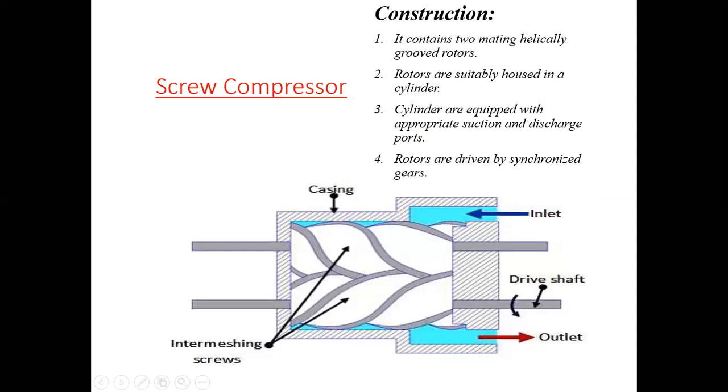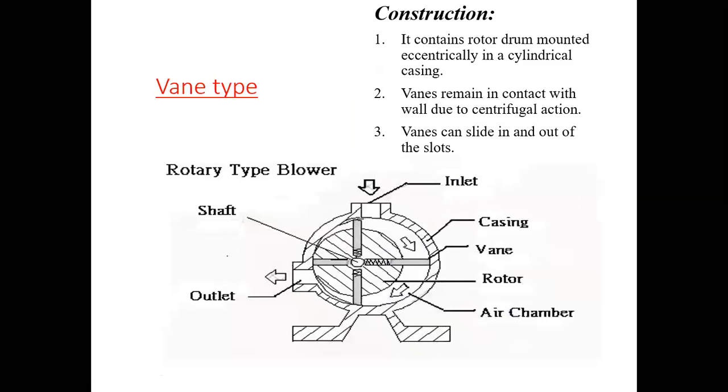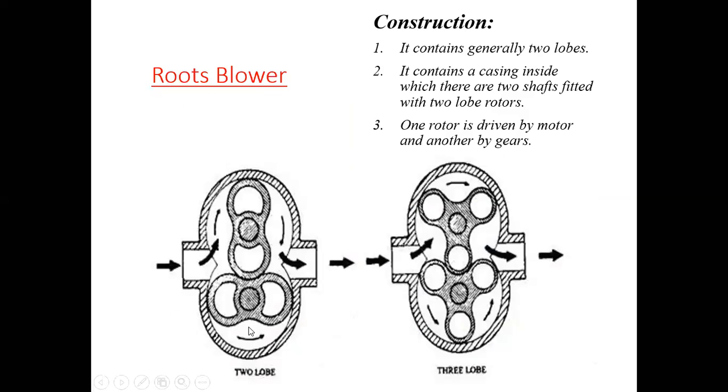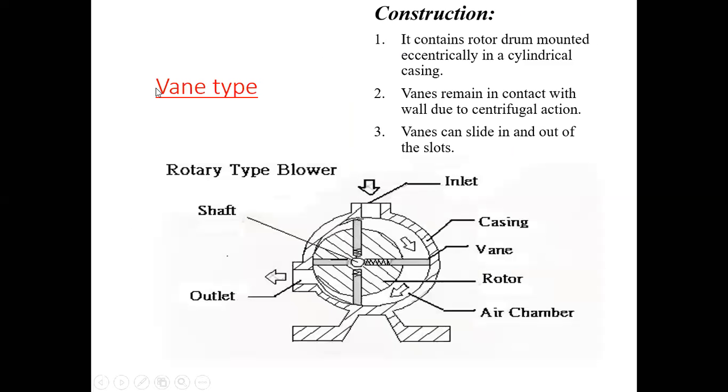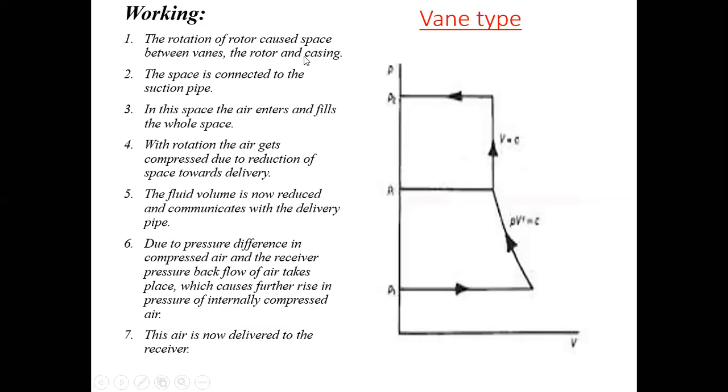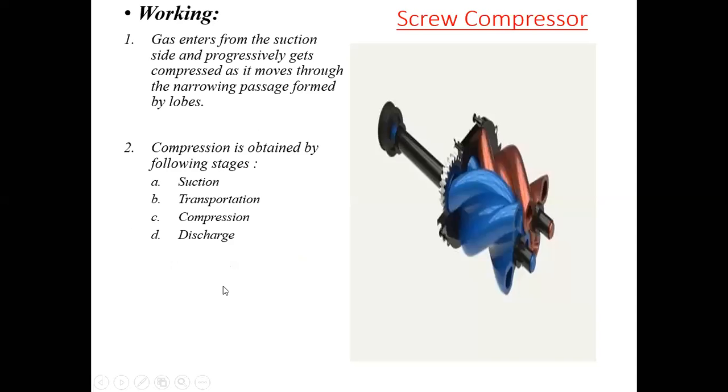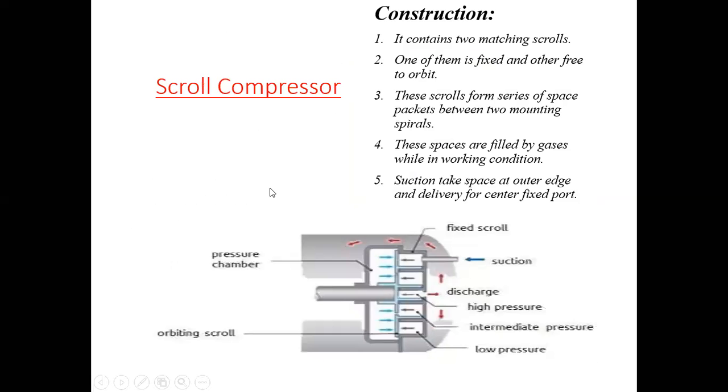So we have studied three types of compressor till now: the Roots blower compressor, then the vane type compressor, and last the screw type compressor. In the screw type compressor, the working takes place in these four stages. The last compressor that we have to study is the scroll compressor. This compressor is also used in refrigeration plants in order to compress the refrigerant.